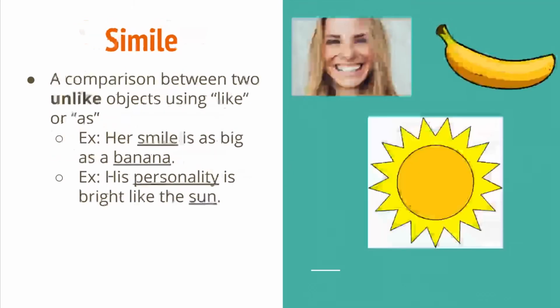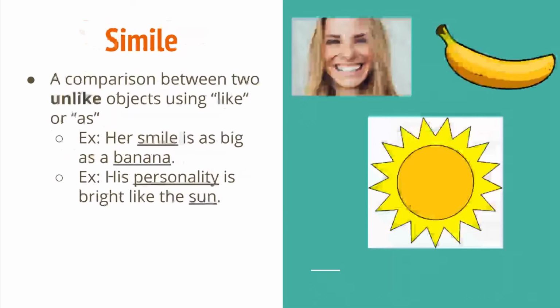Simile is our third literary device. A simile is a comparison between two unlike objects using the words specifically like or as. So a simile is not a simile if it doesn't have like or as. So let's go over a couple of examples. This sentence, her smile is as big as a banana. So two unlike things, smile and banana, compared with the word as makes a simile. So yeah. Let's move on to the second example.